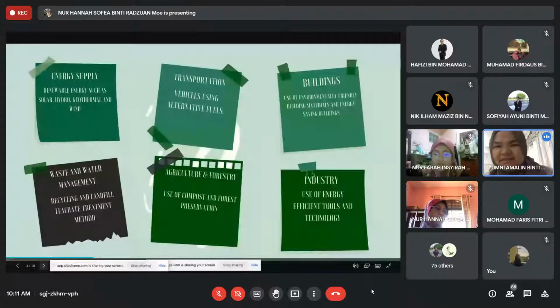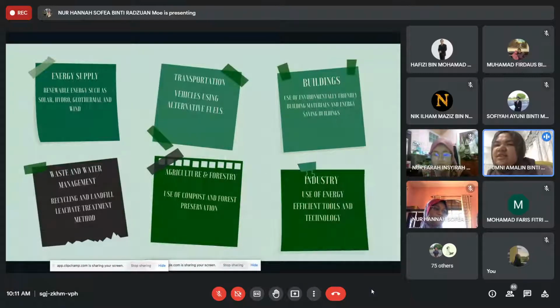Okay, so there are 6 examples of the sectors that green technology is used in Malaysia. So the first one is energy supply. Renewable energy such as solar, hydro, geothermal, and wind. So this is like renewable energy. As an example, solar is mostly commonly used in houses. Solar uses sunlight.